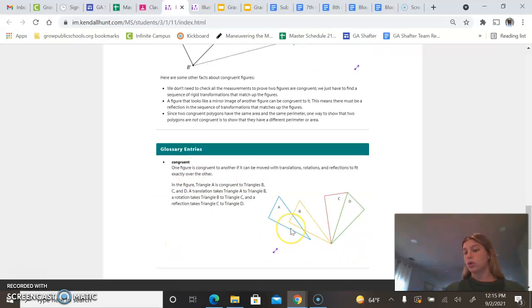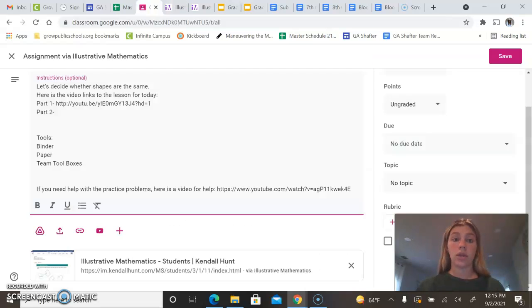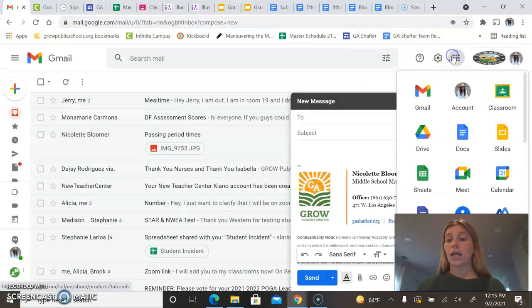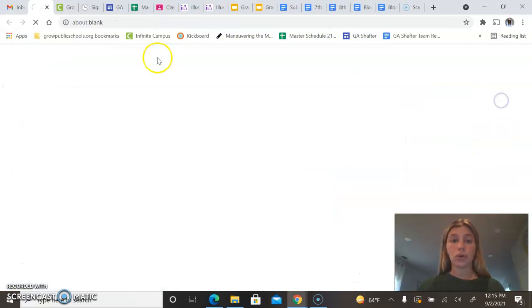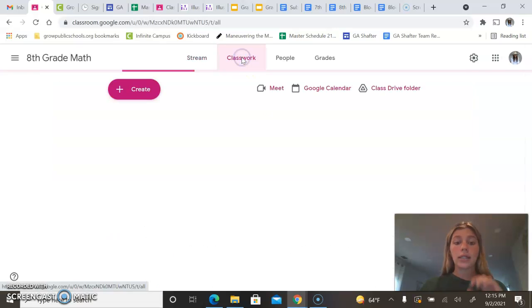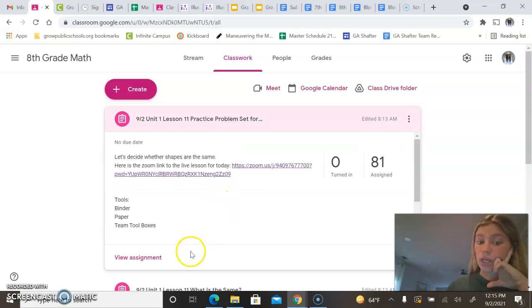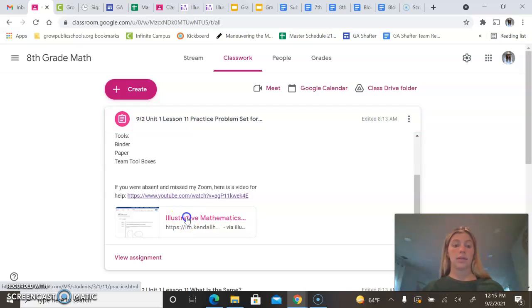And we already talked about what congruent was at the beginning of the lesson in the first video. So we're good here. So now you are done with today's lesson, and there should be some time left to practice what you've learned. So you're going to go back to Google Classroom, all right, 8th grade math, and you're going to go to classwork. And you're going to click on the practice problem set for today, 9-2. And you're going to click on the lesson.